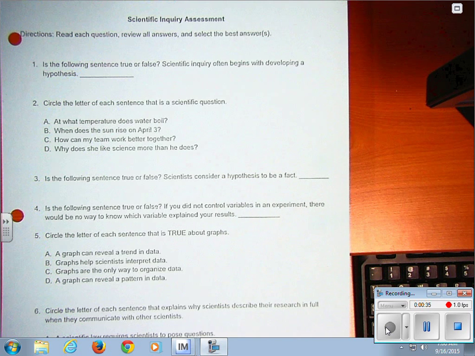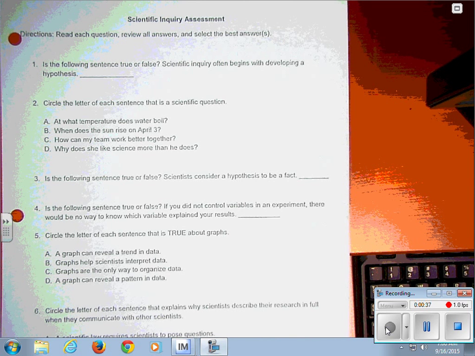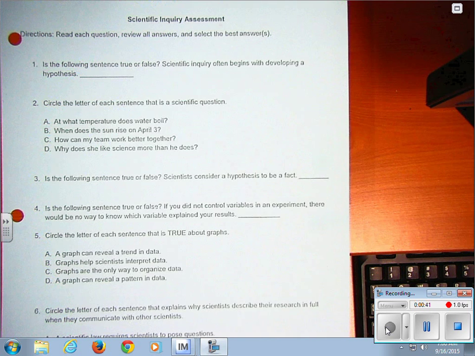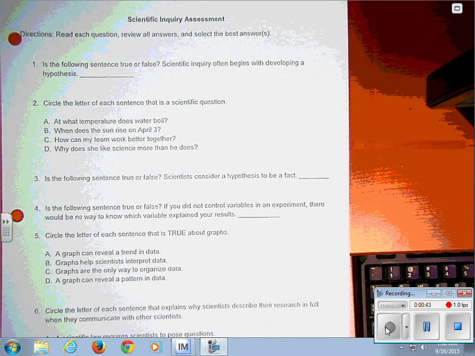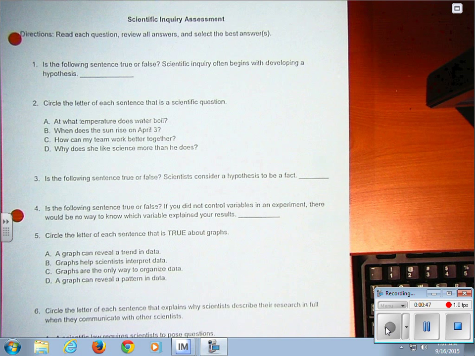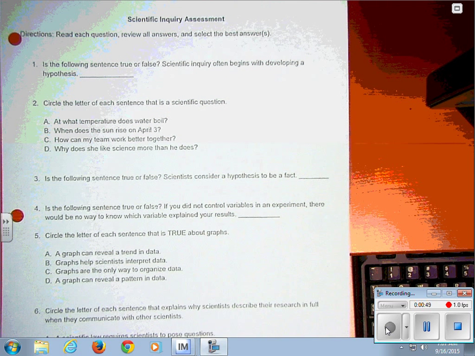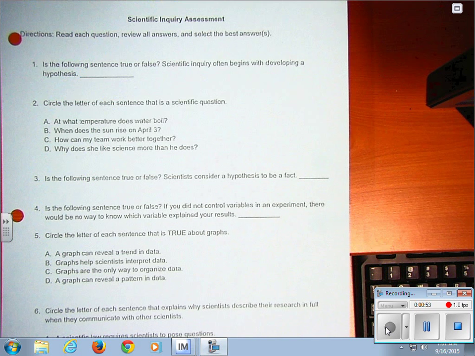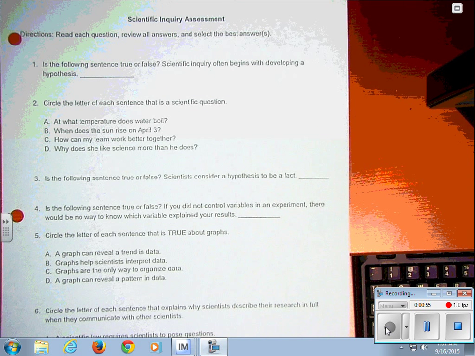Number three, is the following sentence true or false? Scientists consider a hypothesis to be a fact. Four, is the following sentence true or false? If you did not control variables in an experiment, there would be no way to know which variable explained your results.